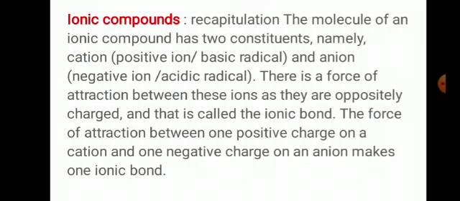Cations are positively charged ions and they are basic radical. Anions are negatively charged ions and they are acidic radical. And these two, cations and anions, they are oppositely charged. So a force of attraction exists between these two oppositely charged ions, and that bond is called as ionic bond. Clear to you? We will see the structure of NaCl and magnesium chloride in next video.